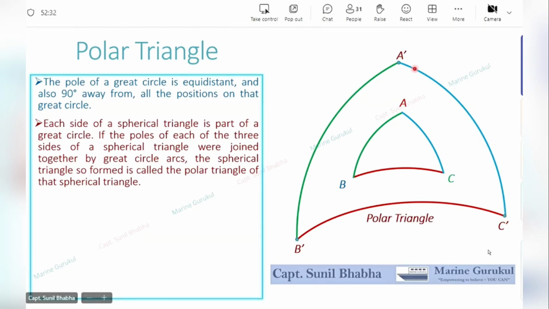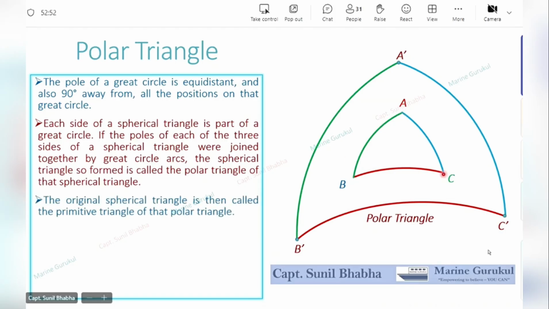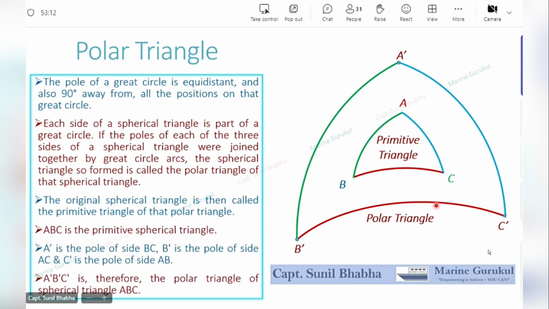This bigger triangle which we see in the diagram now, Alpha dash, Bravo dash, Charlie dash, which is made by joining all the three poles using great circle arcs, is known as the polar triangle. The original spherical triangle which we had, that is the smaller triangle Alpha Bravo Charlie, is called the primitive triangle of the polar triangle. So the smaller triangle is known as the primitive triangle and the bigger triangle is known as its polar triangle.